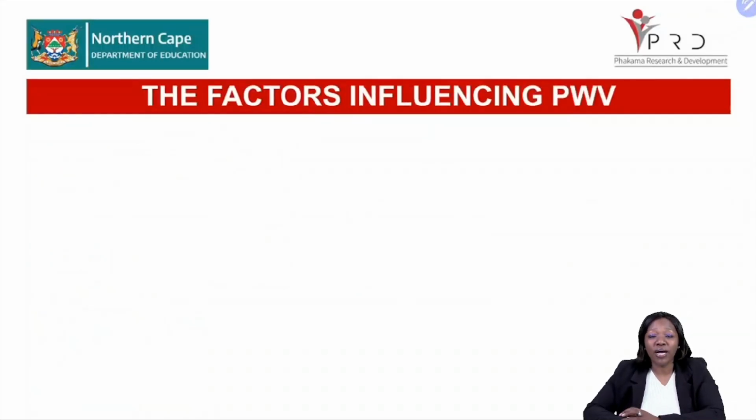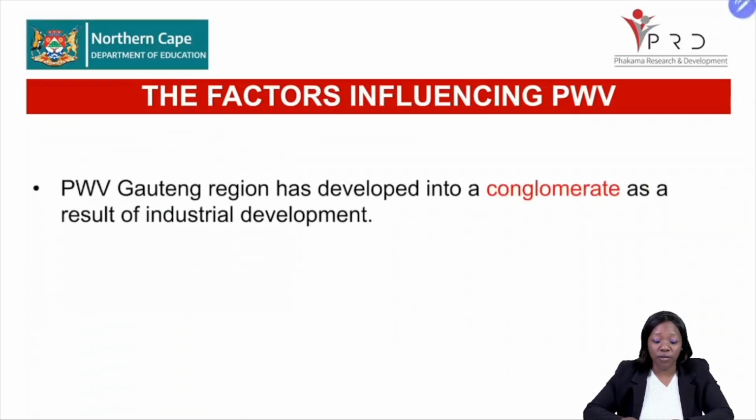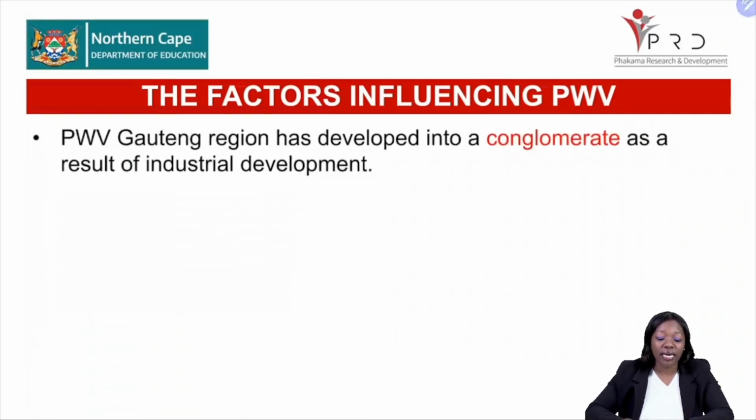Then we're going to look at the factors influencing the PWV. So number 1, we are saying the PWV Gauteng region has developed into a conglomerate as a result of industrial development, because there are so many minerals that have been discovered in this region. So therefore, there are so many industries that have developed in this region. So therefore, it becomes what we call a conglomerate.